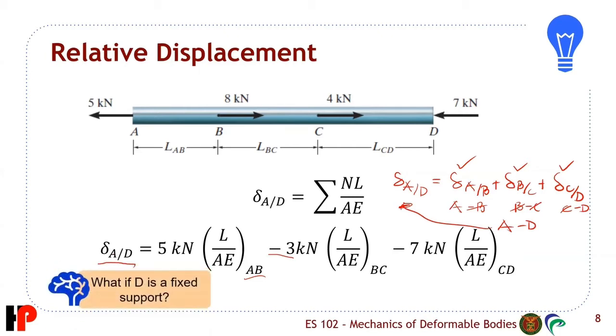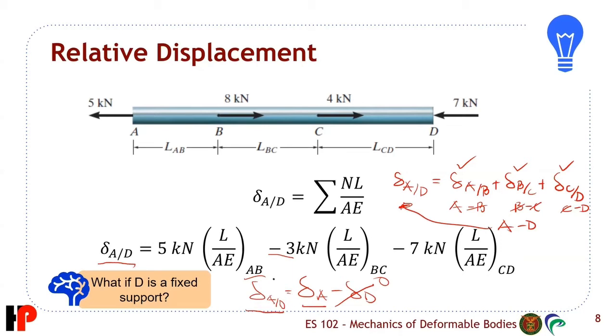So what if D is a fixed support? Now, if D is a fixed support, remember, this is equal to delta A minus delta D. So yan yung delta A with respect to D. So mangyayari, kung fixed support si D, edi ito 0. So such that we get delta A to be equal to delta A with respect to D. Okay? Natindihan po ba? So, nangyayari lang yon kapag 0 yung isa. Pero otherwise, hindi.